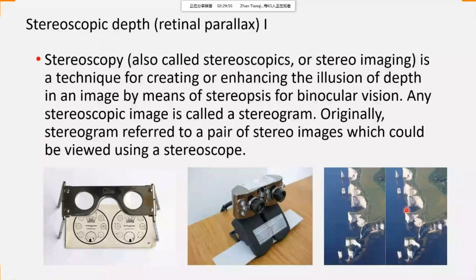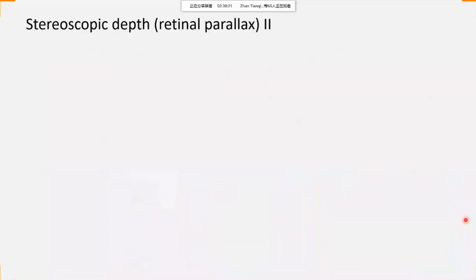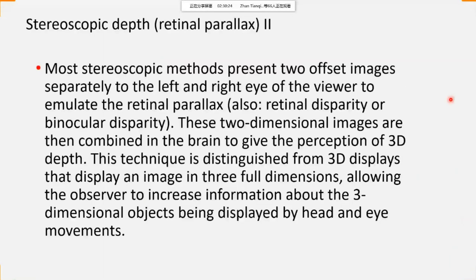And if you look at these two images with such a device, then you can see this stereoscopic depth. So you can see here, for example, that this flat land area is nearer to you than the sea. So you see the difference in depth. Most stereoscopic methods present two offset images separately to the left and right eye of the viewer to emulate the retinal parallax. This is what just happened with these two images that I have shown to you.